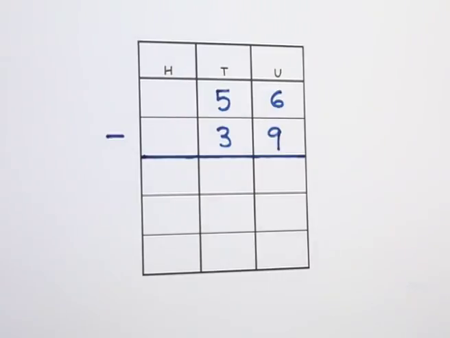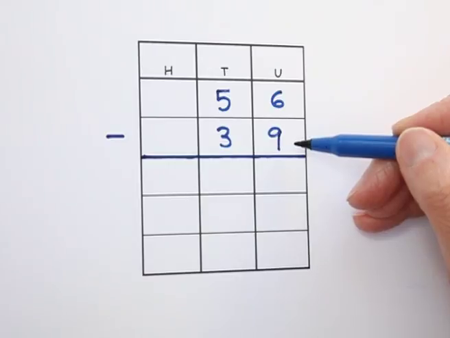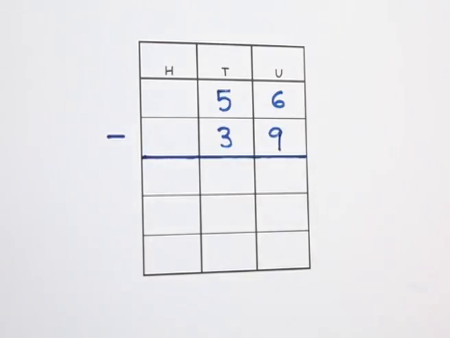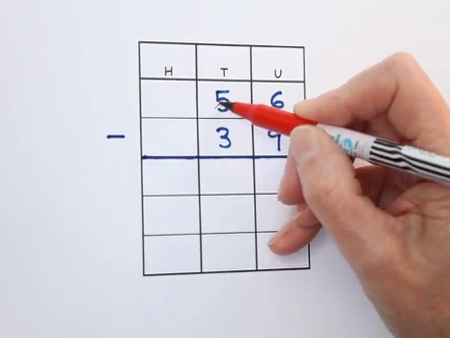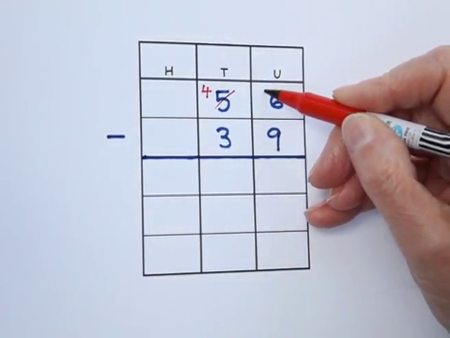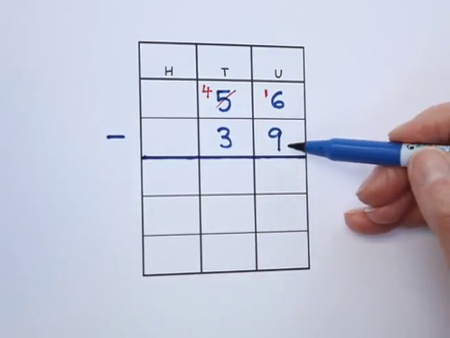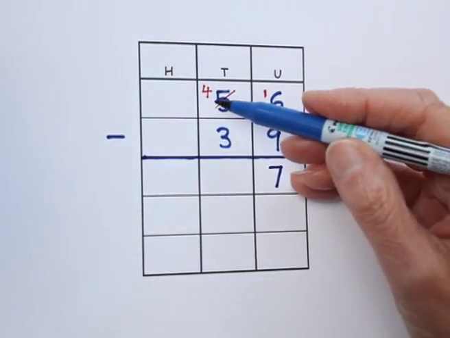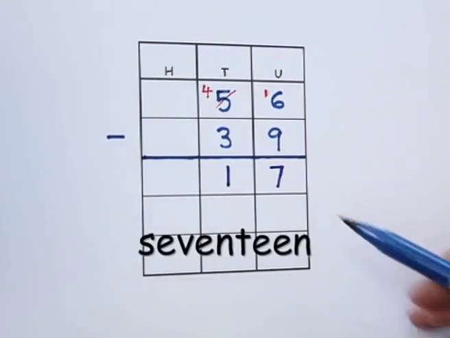Another example, using just the same method, is 56 take away 39. Now in the units column, 6 take away 9 you can't do. So you go to the tens column where you have a 5. Take one of those 5s, making that a 4, and take the 10 into the units column and put it there as a little 1. So now you can do 16 take away 9, which is 7. And in the tens column, 4 take away 3 is 1, which is 17.